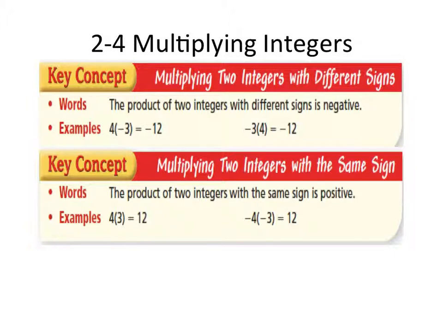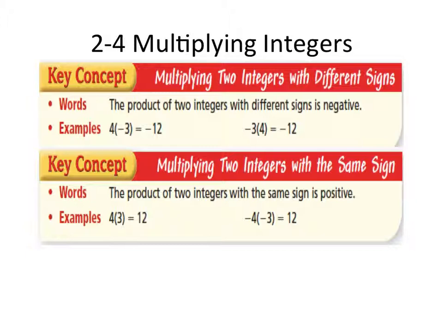One deals with multiplying two integers with different signs. The other is multiplying two integers with the same sign. When dealing with two different signs, we will always get a negative answer. When multiplying with the same sign, we'll always get a positive answer.